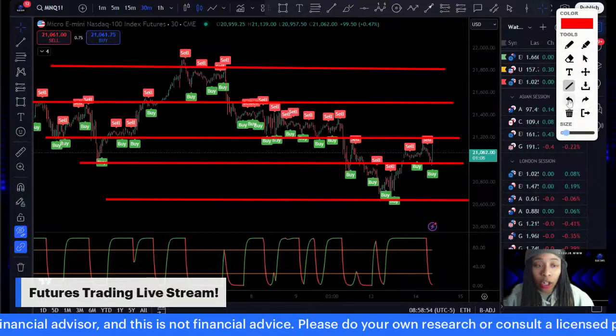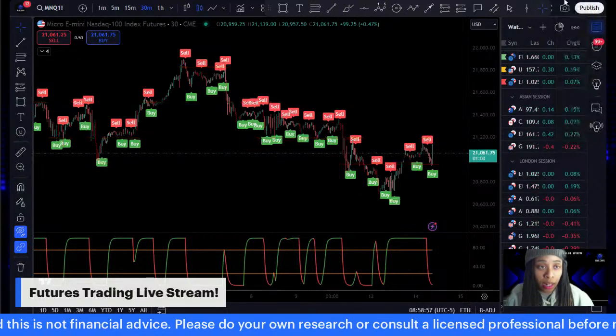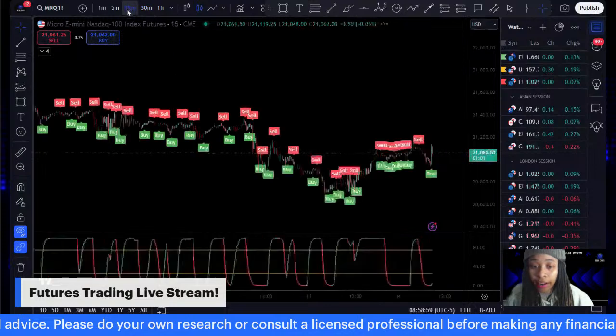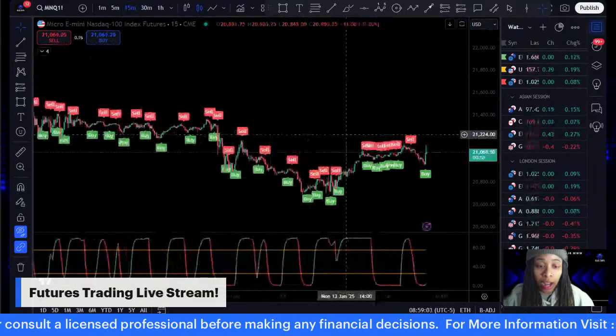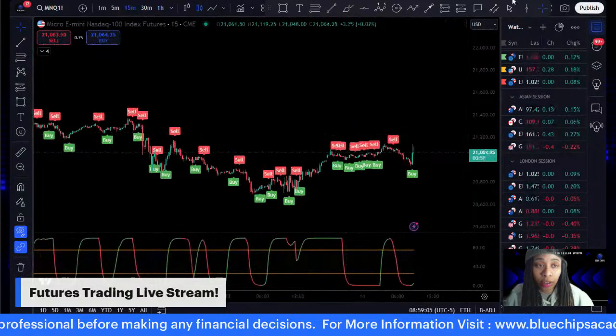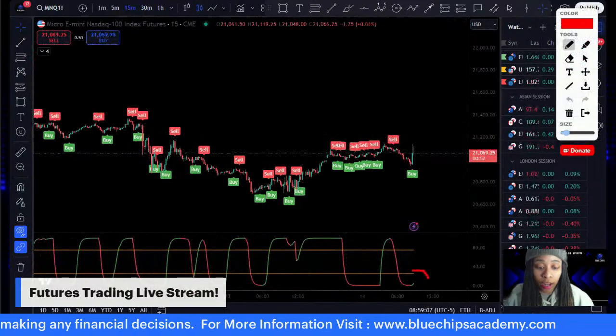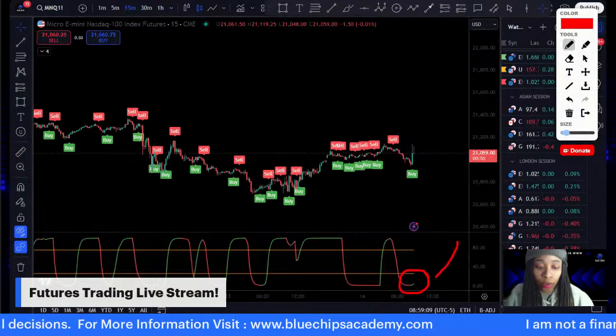Now, let's go to our 15-minute. This is our most significant area right here because this is how we enter the market. Our 15-minute right now is still showing us that we are oversold.